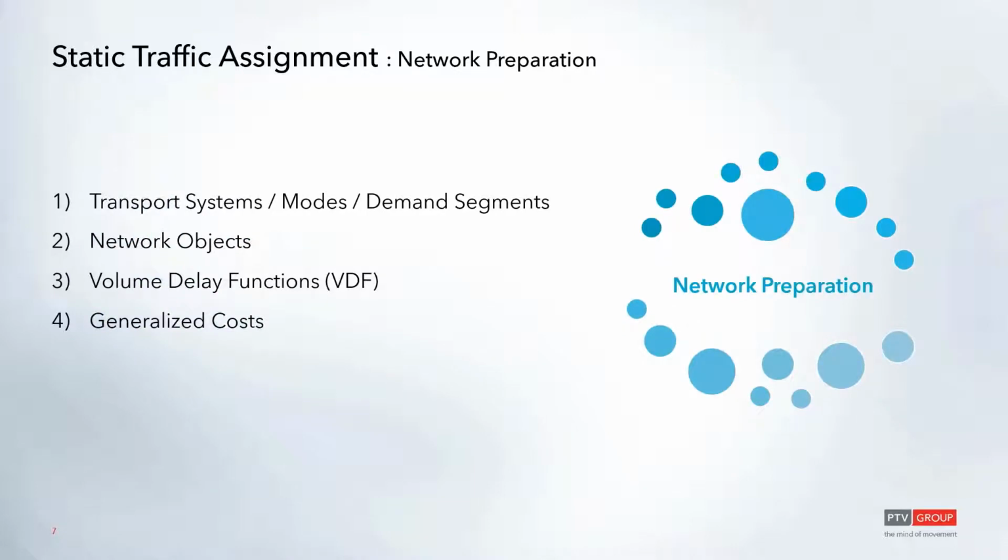All right, so as part of the network preparation, the very first thing we have to start off with are the transport systems, modes, and demand segments. These are all tied together and represent the different vehicle types and options that will be traveling throughout the network. From there, we'll take a look at all of the different network objects. So this will be things like the links, the nodes, and the zones. And then also looking at the volume delay functions and the generalized costs that are going to be used to feed into that static assignment procedure.